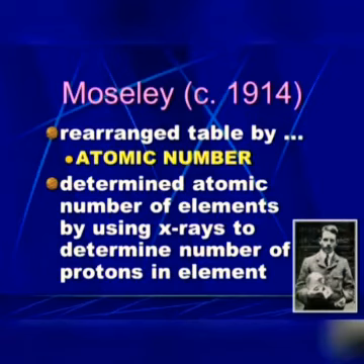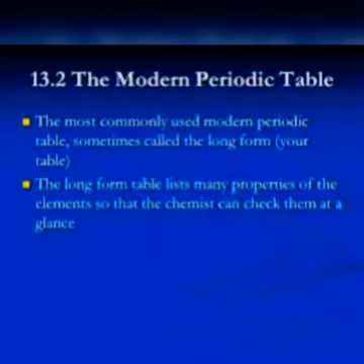In 1913, Henry Moseley showed that the atomic number of an element is a more fundamental property than its atomic mass. Moseley arranged the periodic table on the basis of atomic number. The most commonly used modern periodic table is sometimes called the long form periodic table. The long form periodic table lists many properties of the elements so that the chemist can check them at the correct position or can identify the properties of elements properly.